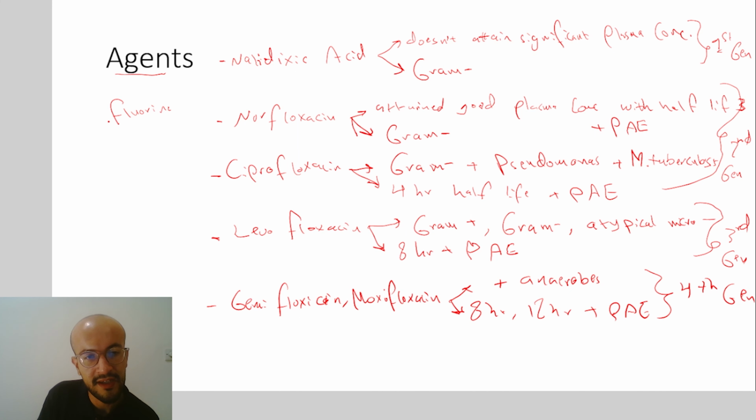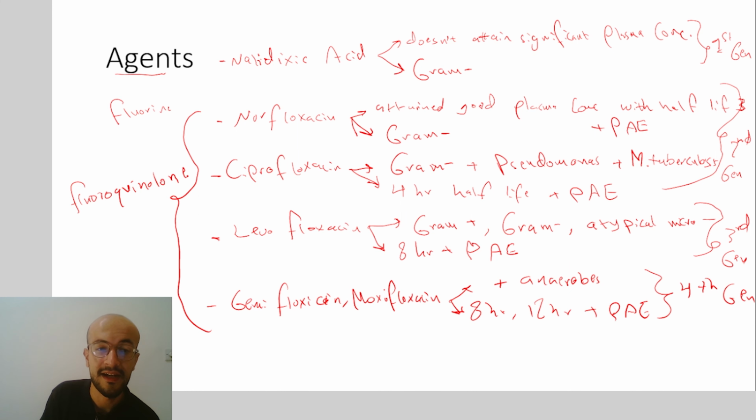After adding the fluorine atom into the structure of the nalidixic acid, now we call all of those quinolones the fluoroquinolones because of the fluorine atom added to their structure.